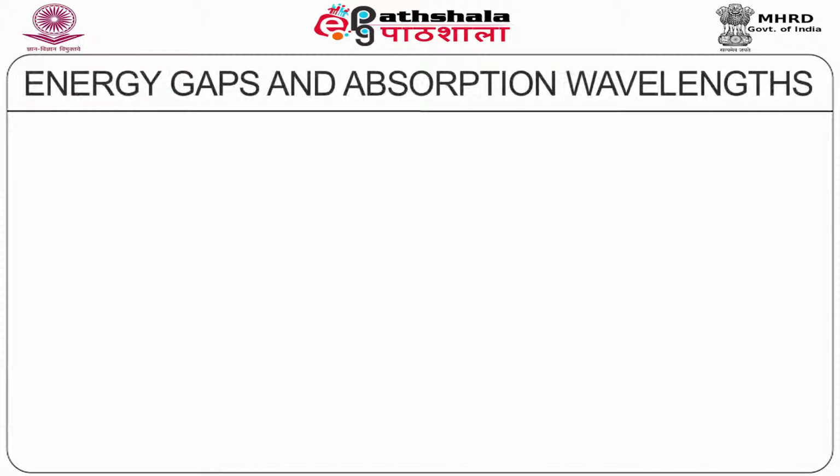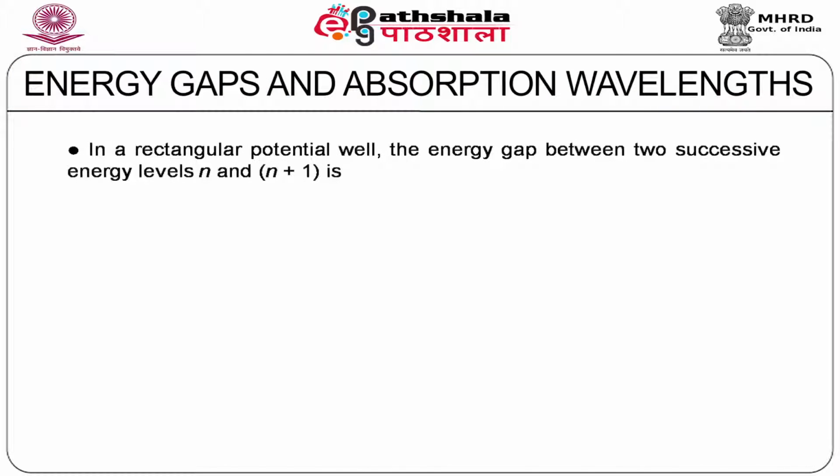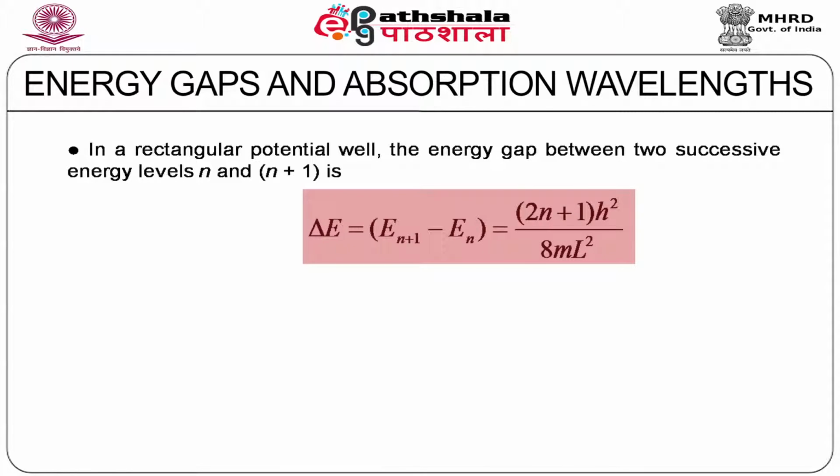Okay, now we talk about the energy gaps and the absorption wavelengths. Obviously the energy levels are not equally spaced because you have n square on the top. In a rectangular potential well, the energy gap between two successive energy levels n and n plus 1 can be obtained by subtracting En from En plus 1. That's the value of delta E, the energy gap between any two successive energy levels. If you put n equal to 1, this energy gap will be between E2 and E1. If you put n equal to 2, then this energy gap will be between the third and the second level, and so on.